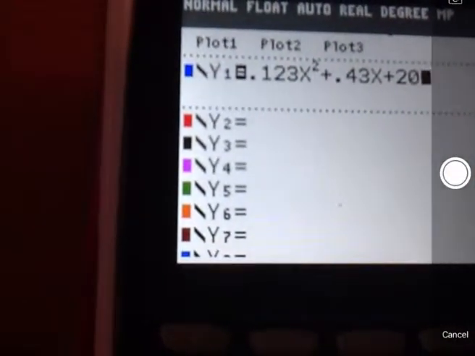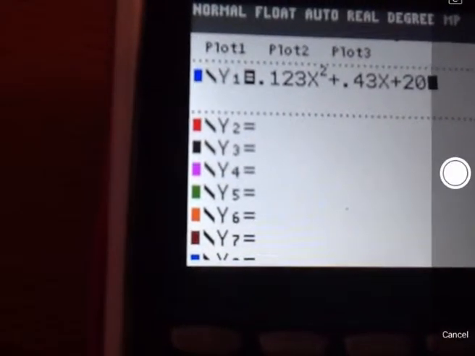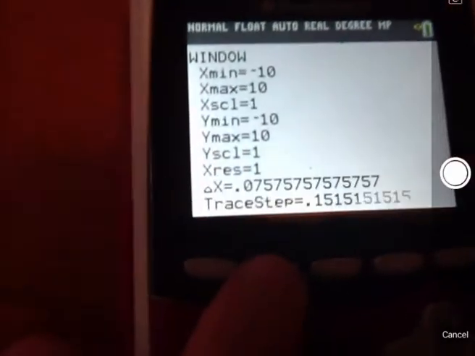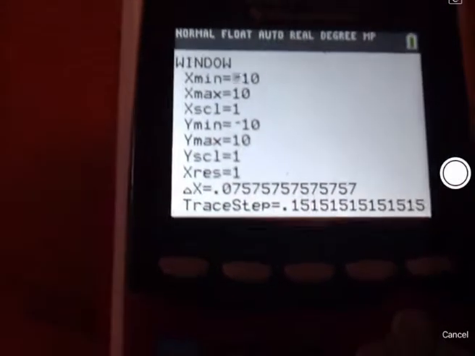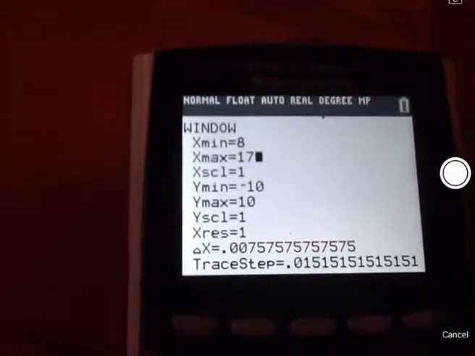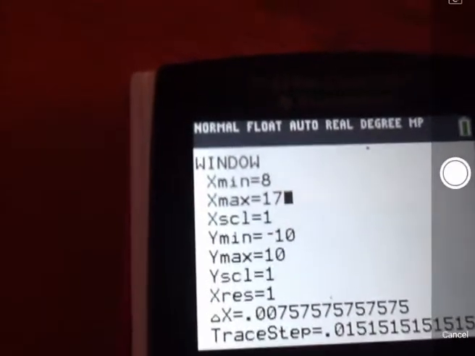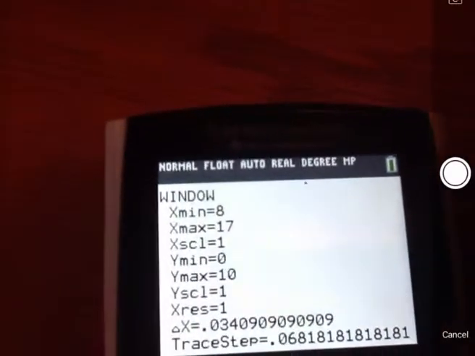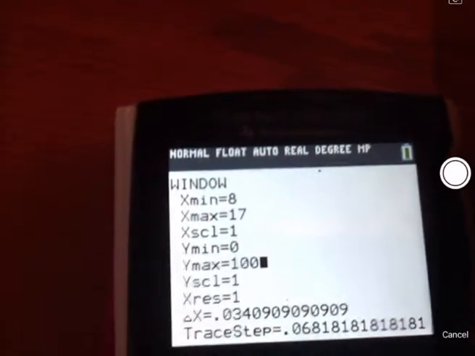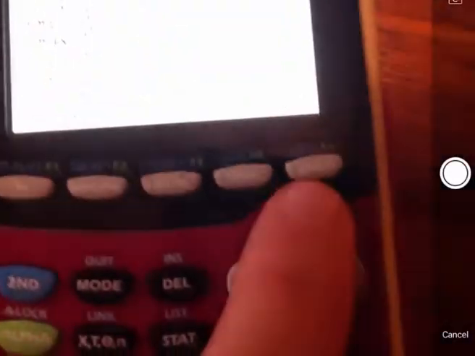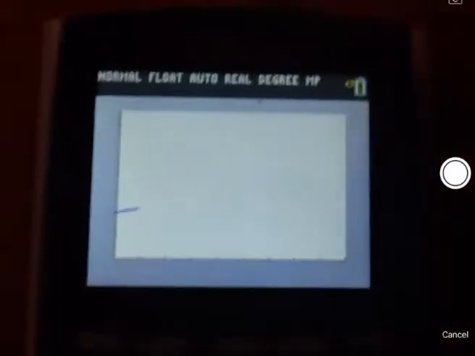Okay, we want to change our window. Our window button is right here. It says window. Our x min is 8, and our x max is 17 because they told us t is from 8 to 17. I have no idea what the y max will be, so I'm just going to start by guessing at 100, and then I hit graph over here to see what it looks like.